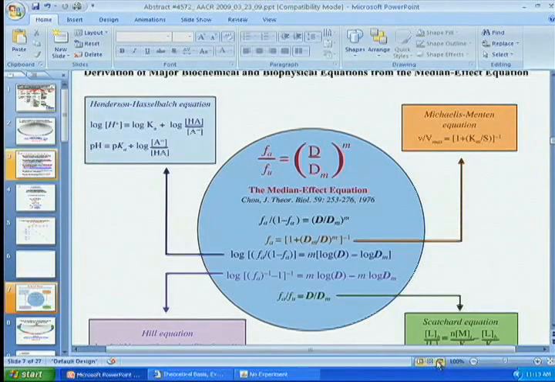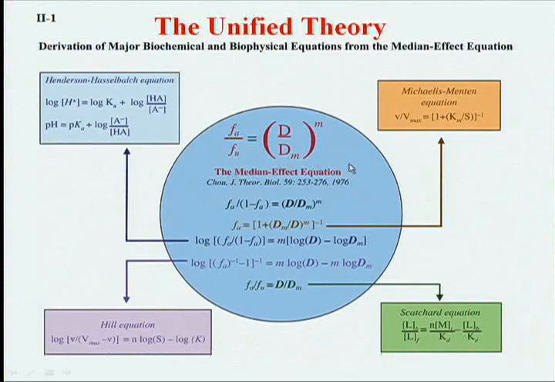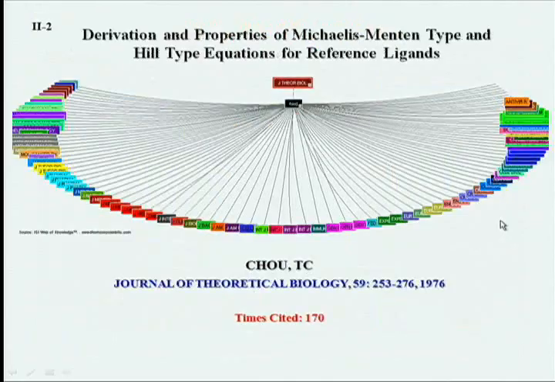Okay, the theory, as I indicated: the median effect equation I derived 32 years ago has become the unified theory for the mass action law, because it can be used to derive major biochemical, biophysical equations, like the Michaelis-Menten equation, Hill equation, Henderson-Hasselbalch for pH ionization, Scatchard equation for receptor binding. So this equation must be correct, otherwise textbooks need to be revised or rewritten. This is the citation of the theoretical paper. It's in 170 different papers.